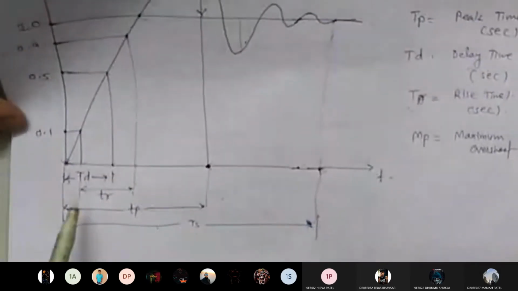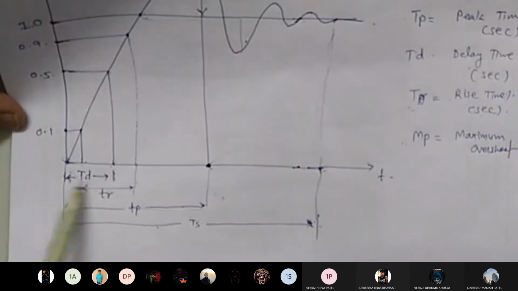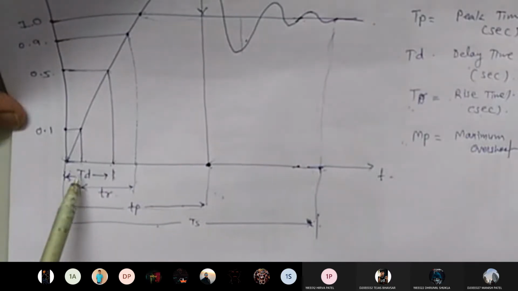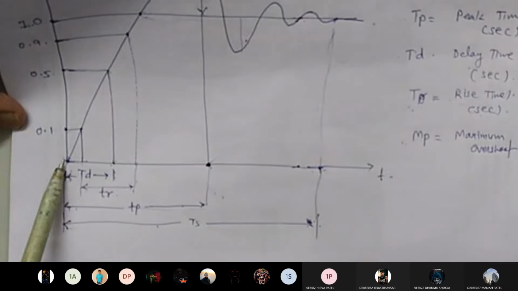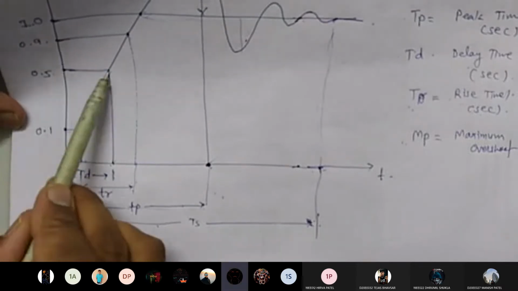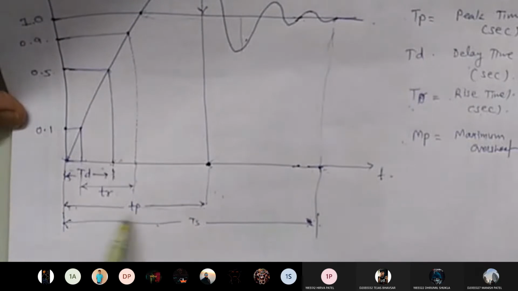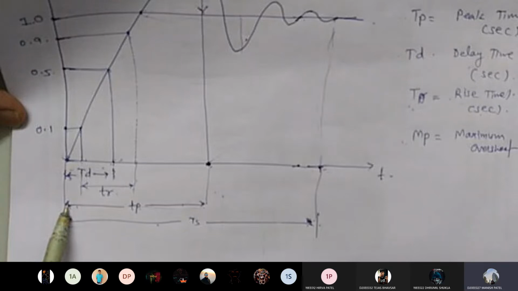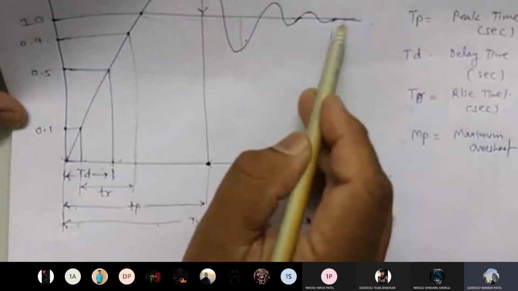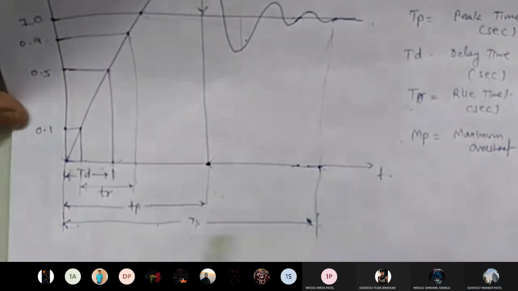Can anybody tell me what TD is from the graph itself? What will be the definition of TD? From the graph, it is the time required for the response to reach from 0 to 50%. What is TP? It is the time required for the system output to reach from 0 to its first peak. Yes, first peak. TS: it is the time required for the system to settle down, or to be in its steady state period. What is that?